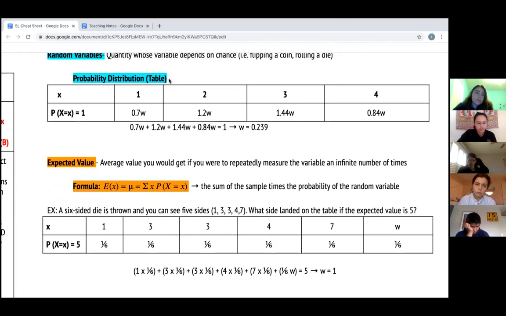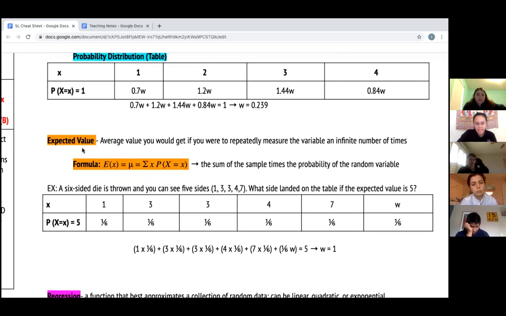Now, we have probability distribution on the table. In my opinion, this was one of the easier parts of probability because here they say P(X = x) equals 1. And you have this variable W, but they have a constant in front of each one. And this notation here means that all of these things added up in this bottom row equal 1, if you recall. So you would just write it out like a normal equation and then solve, and that'll get you W.